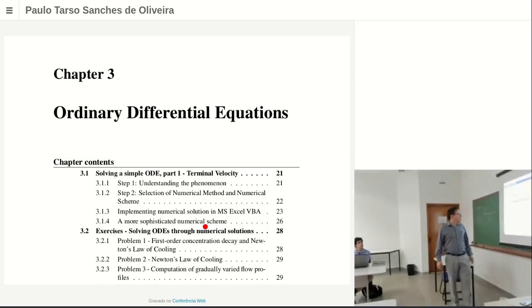Okay, so what we're going to do today here is that I'm going to talk about a very simple problem. There is this very good book about numerical methods in general by Steven Chapra and Raymond Canale. It's cited here in our material. I would recommend you to have access to this book, read this book.